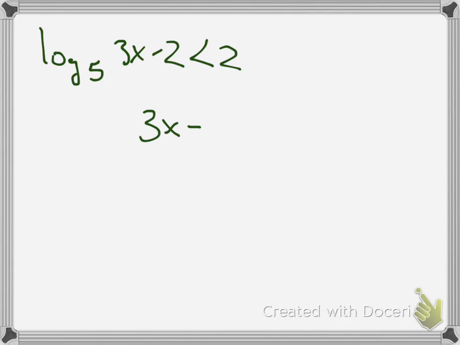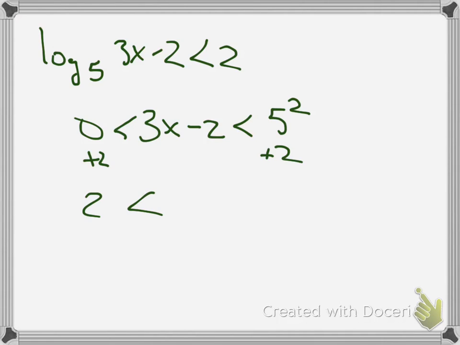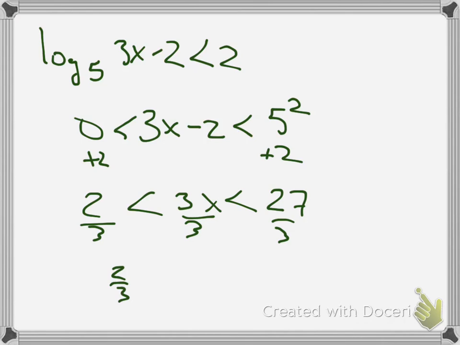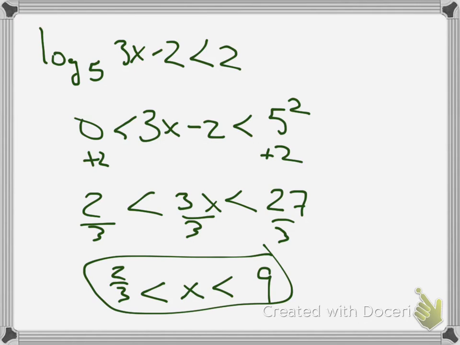If I had done this with a less than, let's see. I'm taking the same problem, but now I turn it to a less than. So now I've got 3x minus 2 less than 5 squared, but at the same time I've got to say between 0 and 5 squared. So I'm going to add 2 to both sides. I get 2 less than 3x less than 27. We already know 5 squared is 25, plus 2 is 27. Divide by 3, and I get 2/3 less than x less than 9. So now it comes between. That's a very simple set of examples, and that's pretty much it.